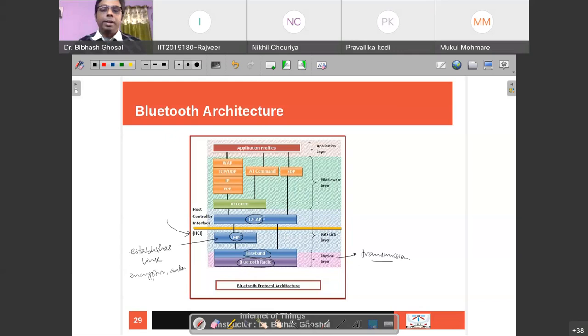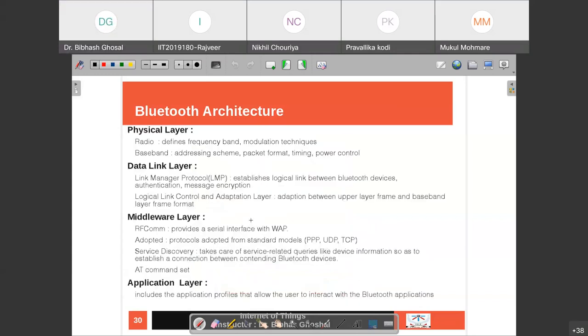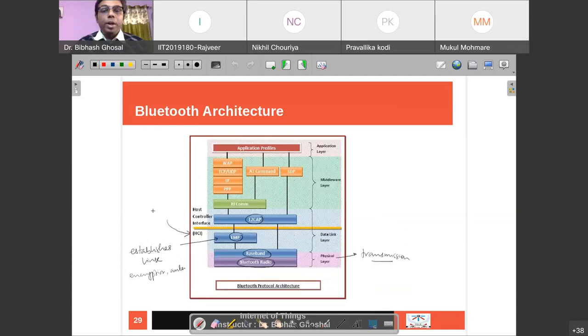And the second module, the second layer of the data link layer, is the logical link adaptation layer, which actually allows the upper layer frames to be converted for the lower layer frames, right? They have their own mechanism, their own frame format. So the upper layer frames coming from the application are made ready so that they can be used by the lower layers, that is the data link and the physical layer, and then that frame can be transferred. This conversion of the upper layer frame so that it can be understood by the lower layer frames is done here. This is the adaptation.